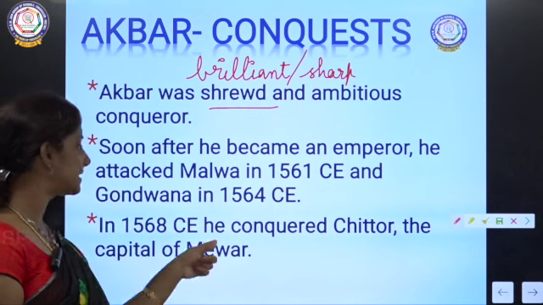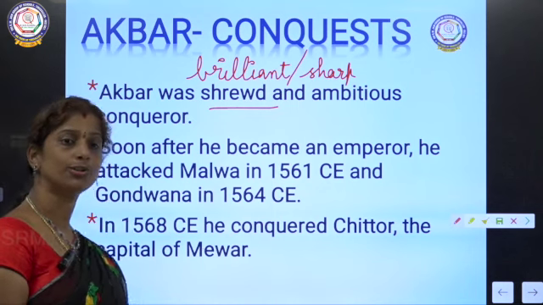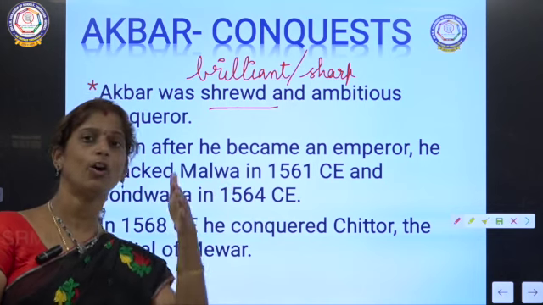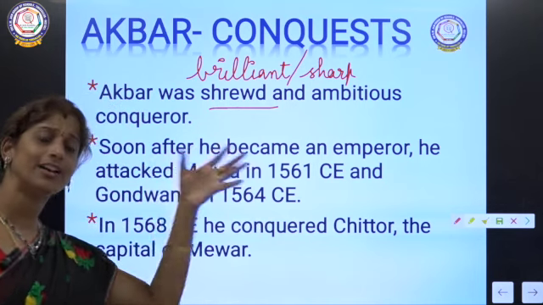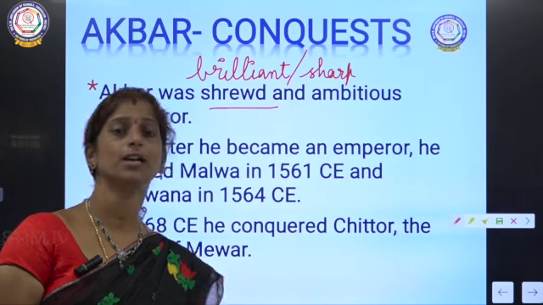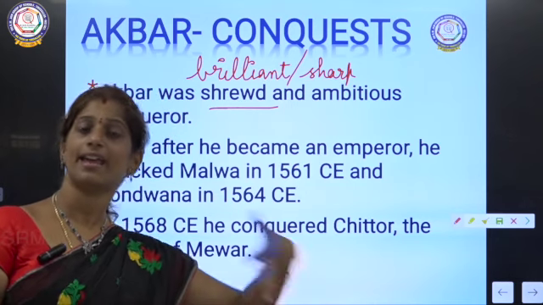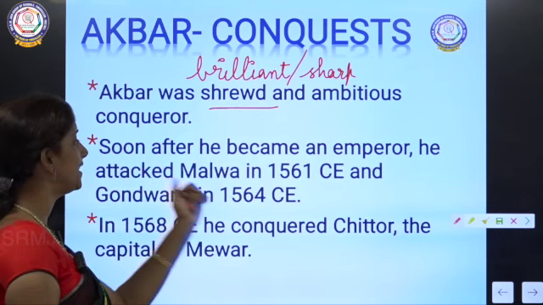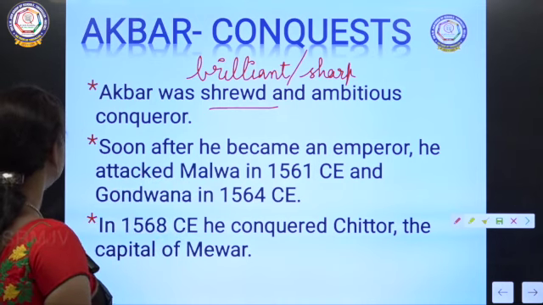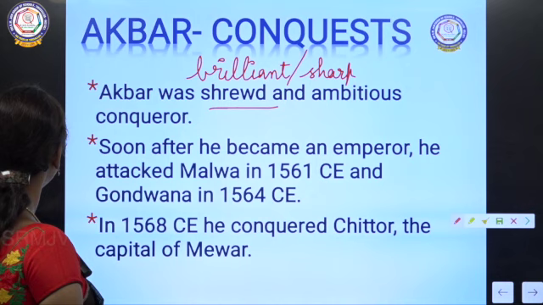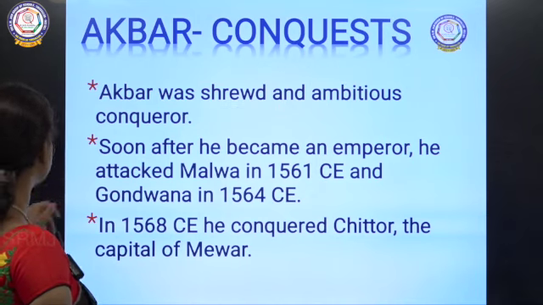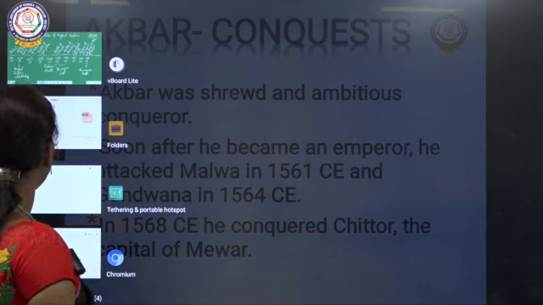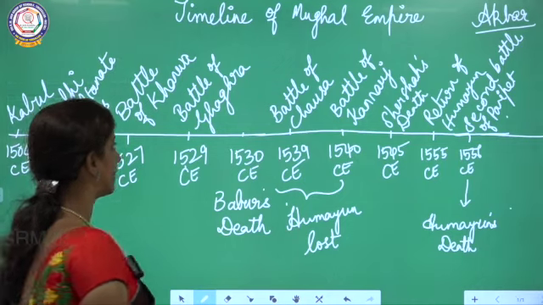And in 1568 he conquered Chittor, the capital of Mewar. See, in an order, he was a very successful ruler, right? He attacked many places, he expanded his empire very quickly. In 1561 he attacked Malwa, in 1564 he attacked Gondwana, and in 1568 he attacked Mewar, that is Chittor, the capital of Mewar.